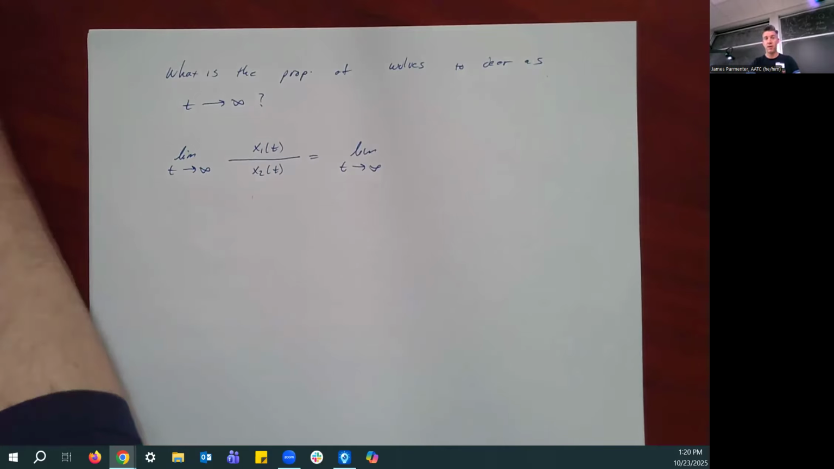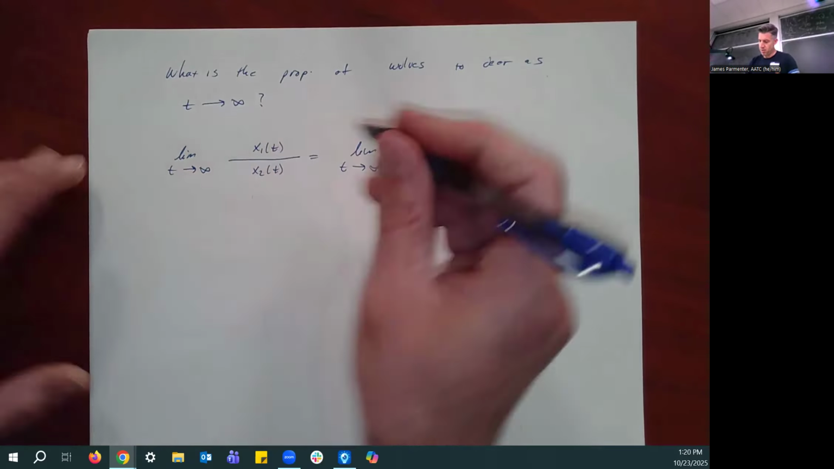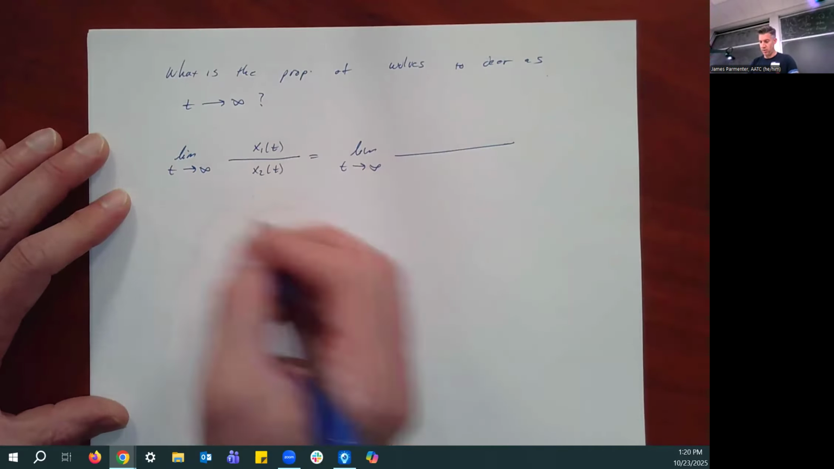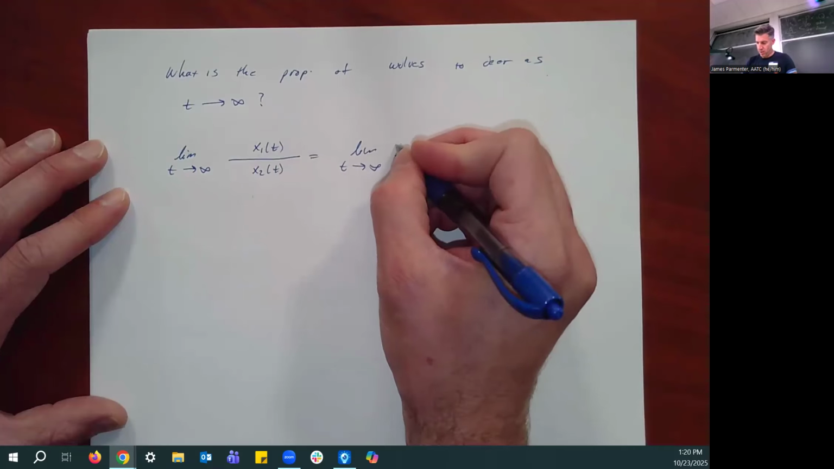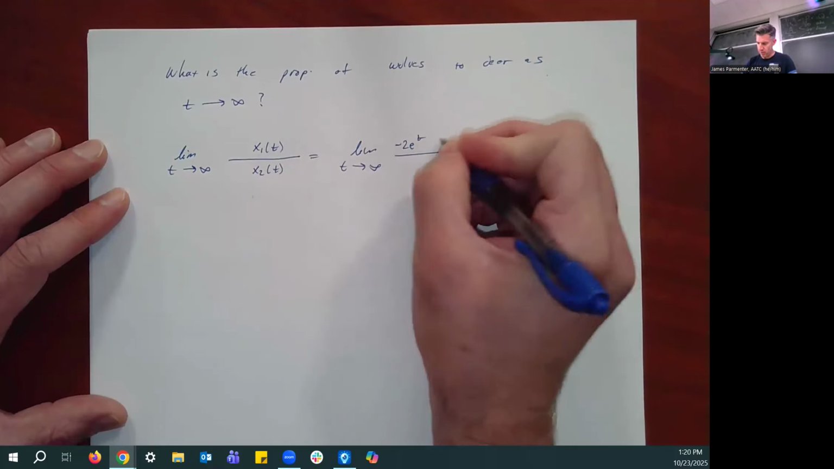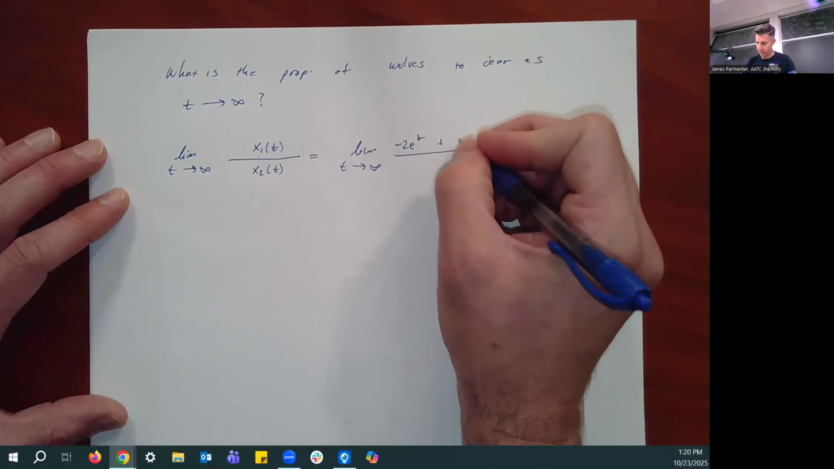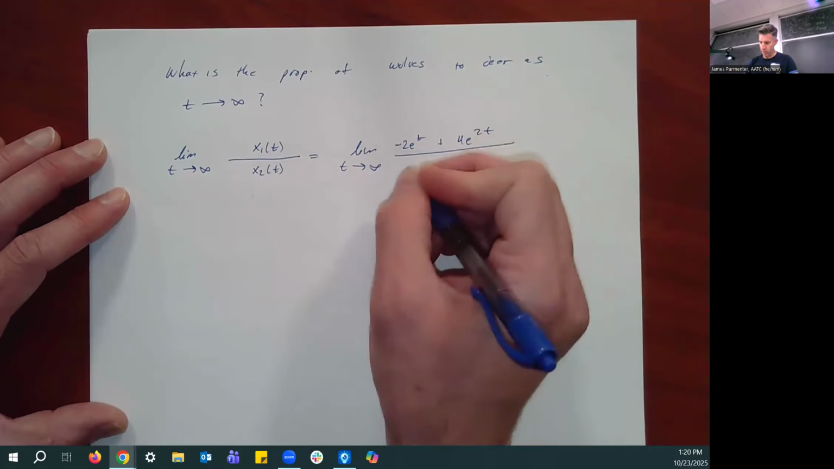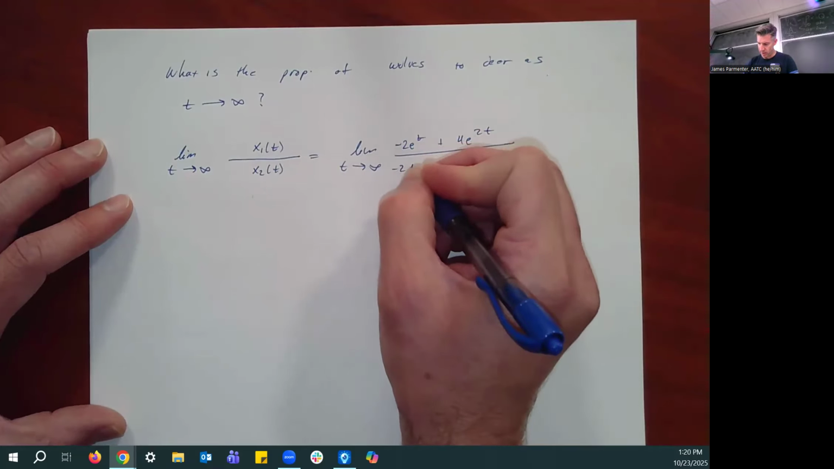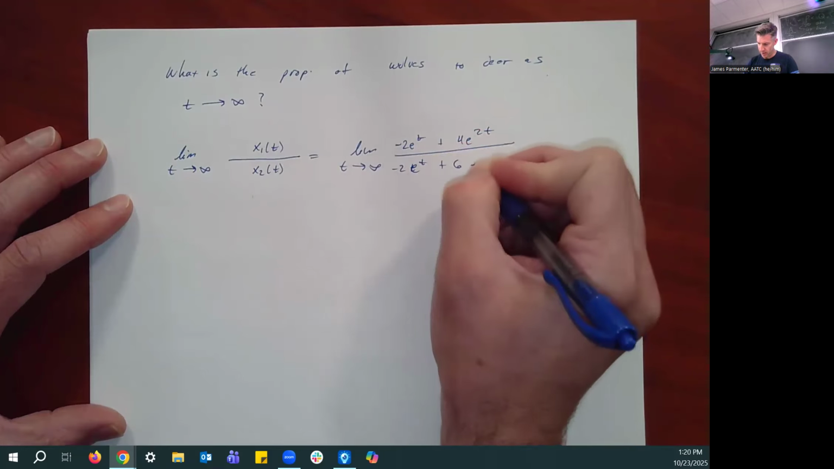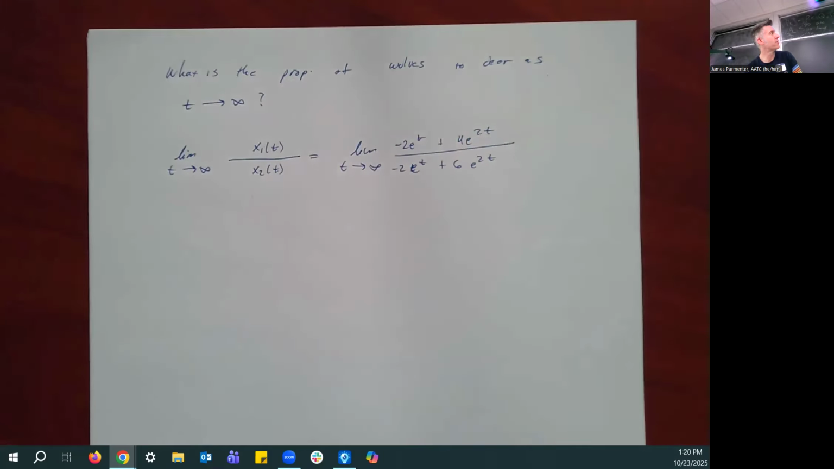Okay. So take this limit. I'm just going to use my solutions here. The solution for this one was negative 2 e to the t plus 4 e to the 2t. And the bottom one was negative 2 e to the t plus 6 e to the 2t. Okay, so how am I going to take that limit?